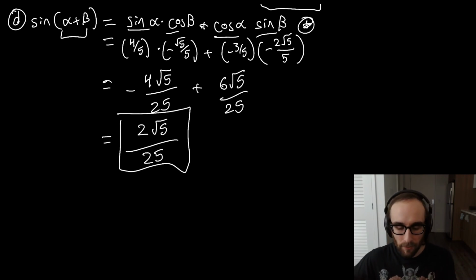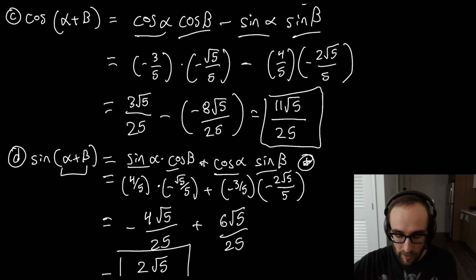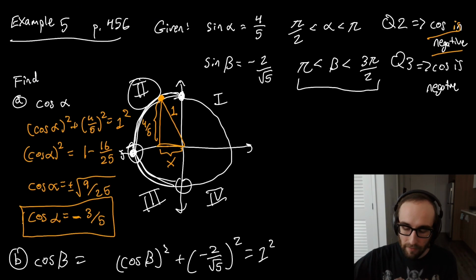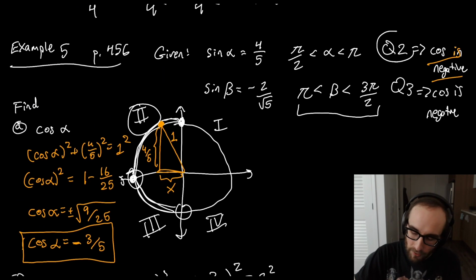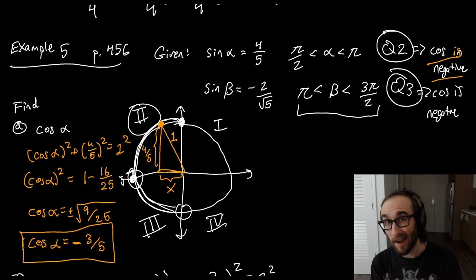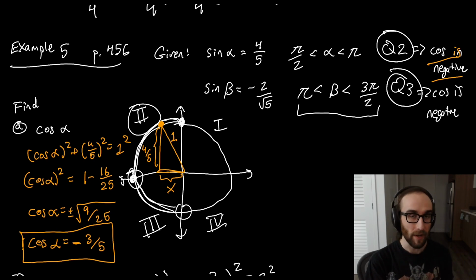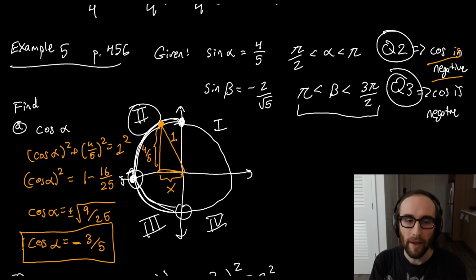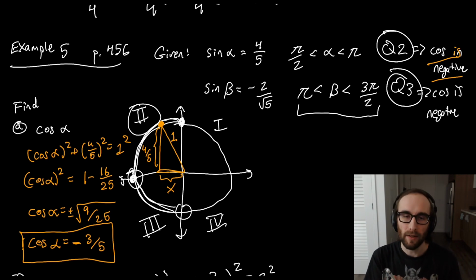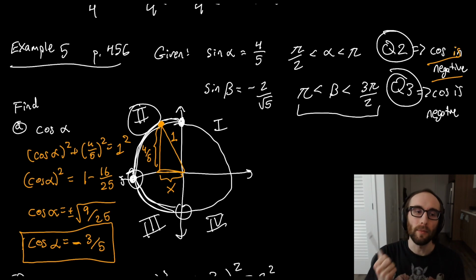There is a problem similar to this on the homework. So again, we started off by making sure that we identify what quadrants our angles are in. That way we know the signs of sine and cosine values. And then we use the Pythagorean formulas to find the cosine values. And then from there, used all those values with our sum and difference formulas.